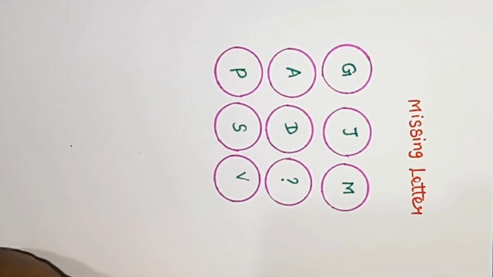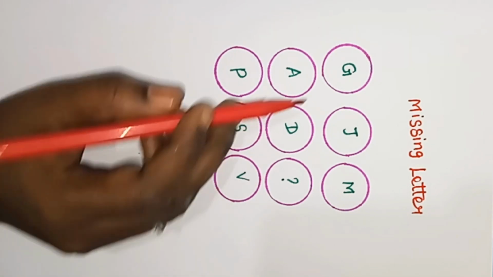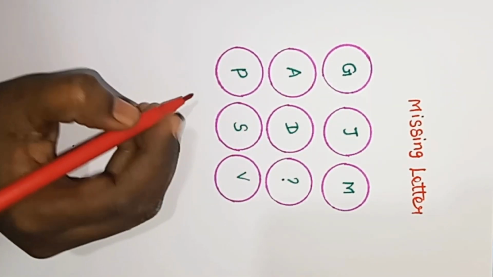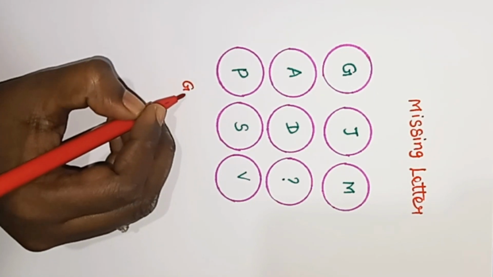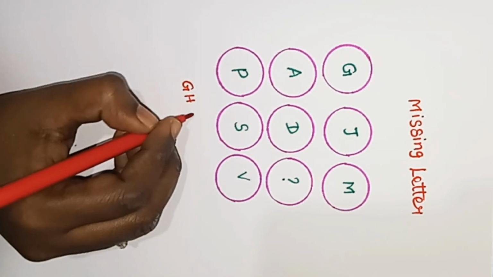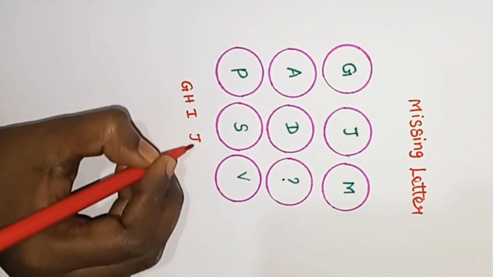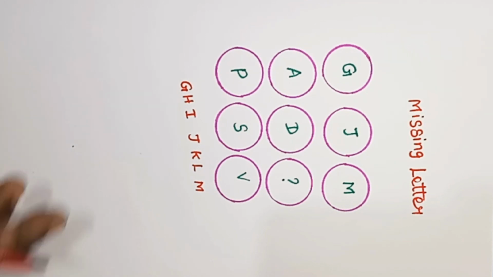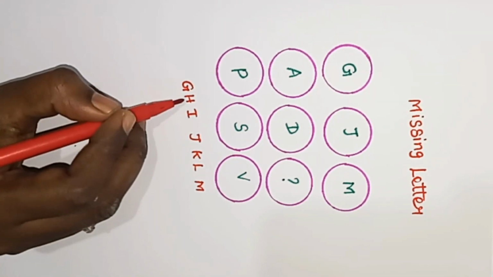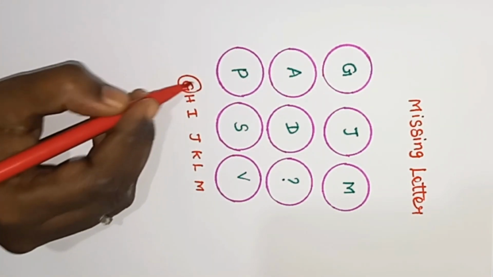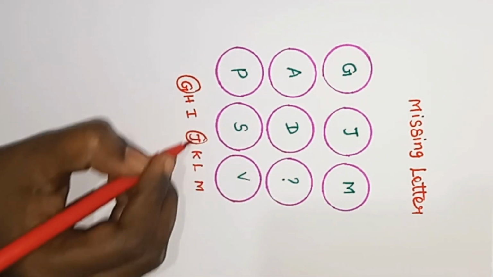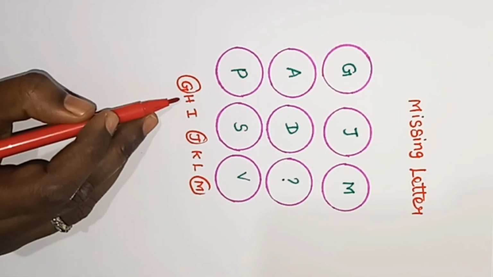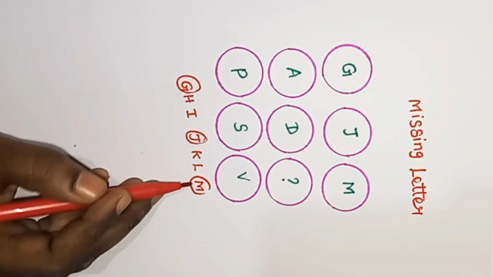Like that. Find the missing letters. First, you have to write the letters G to M. So G, H, I, J, K, L, M. So here what is the trick is G. Now J, M. They are skipping 2 letters. H, I skipped, K, L skipped.